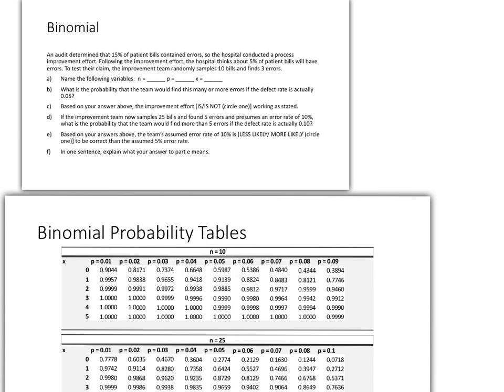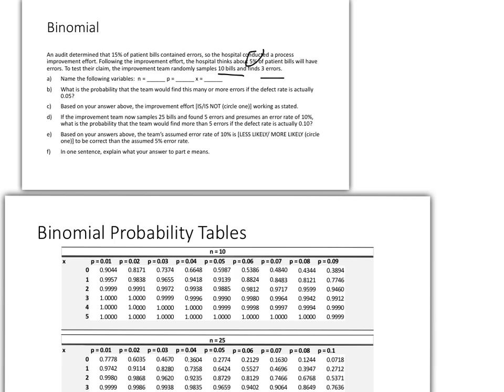We've got a binomial probability problem here, and we're looking at some information about an audit at a hospital. They found initially 15% of patient bills contained errors, so they did an improvement project. Now they think 5% of patient bills will have errors, and so they've tested this with a sample of 10 and they found 3 errors.